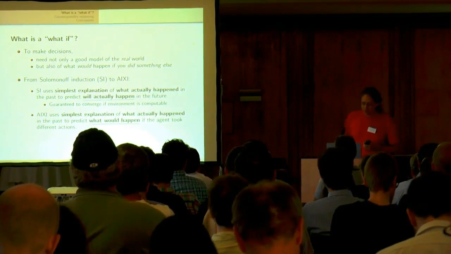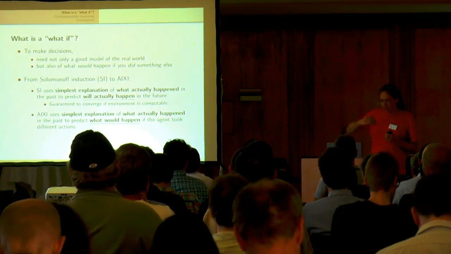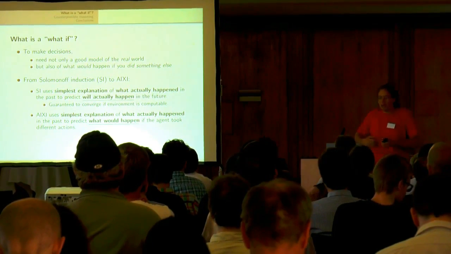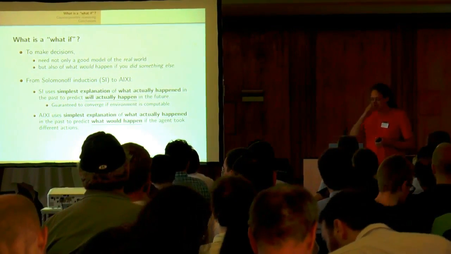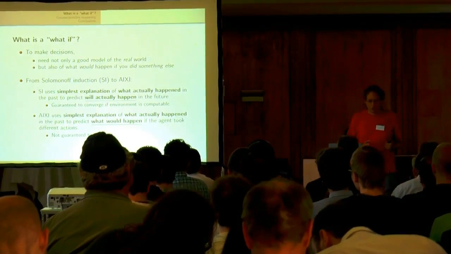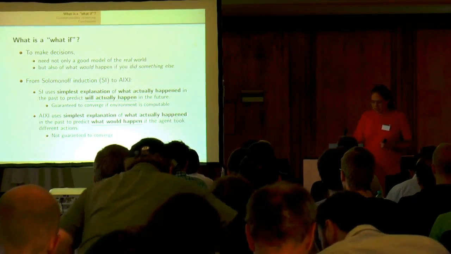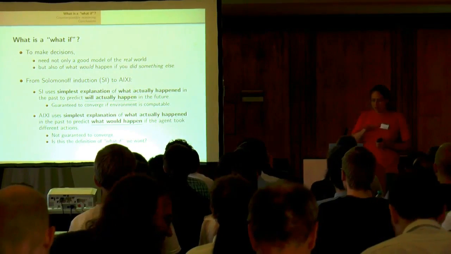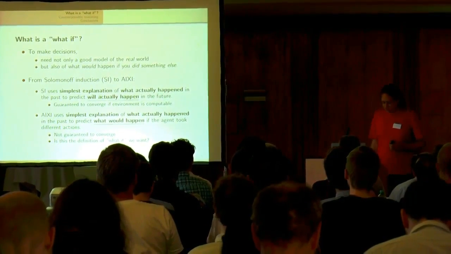AGI uses the simplest explanation of what actually happened in the past to predict what would have happened, by saying, let's make a model of the environment, something that takes as input what you do, and we can only input what you actually did in the past, and then the thing that best predicts that, if you put in something else, says what you will do in the future. This is not guaranteed to converge by the same strong convergence results, because you only see what you actually did, and it could be that the model that you're converging to always agrees with what you actually do, but doesn't agree on things that you don't do.